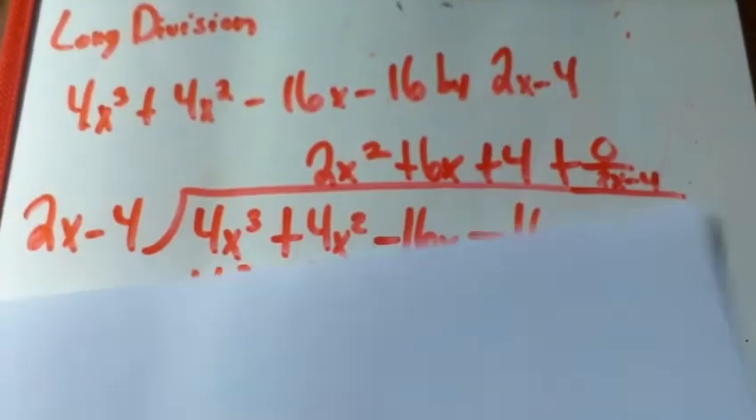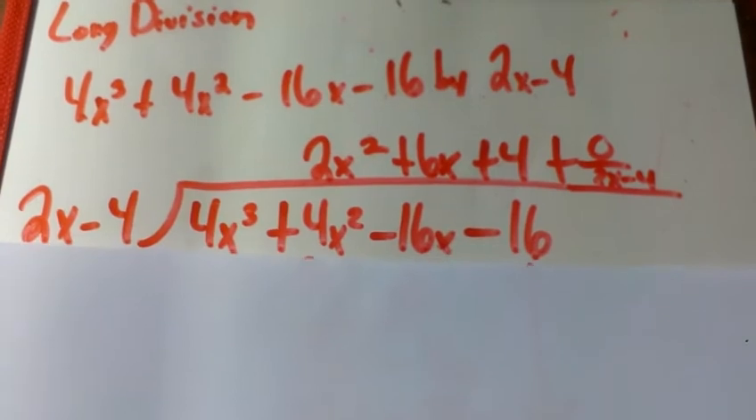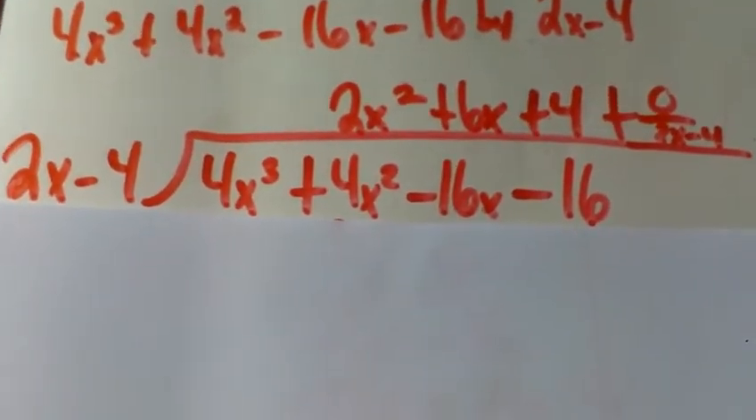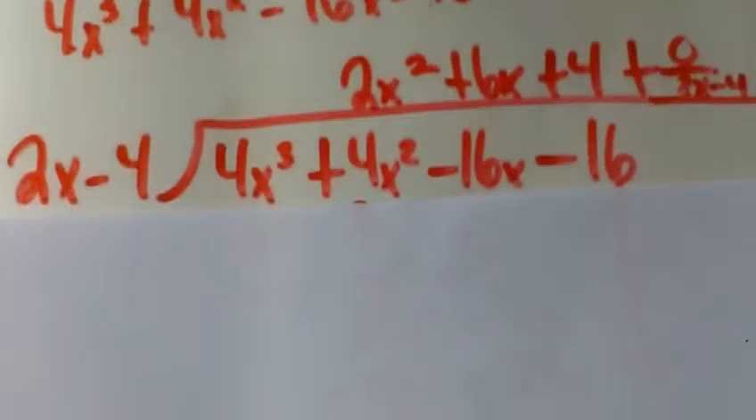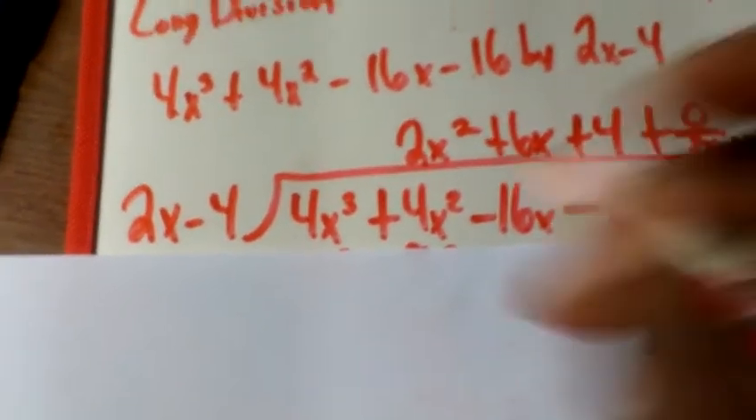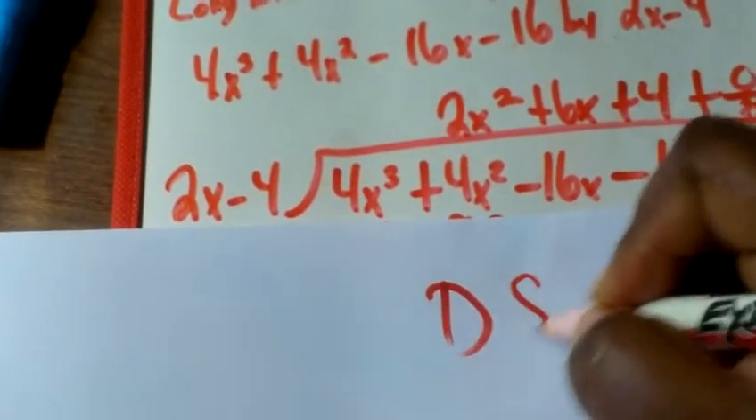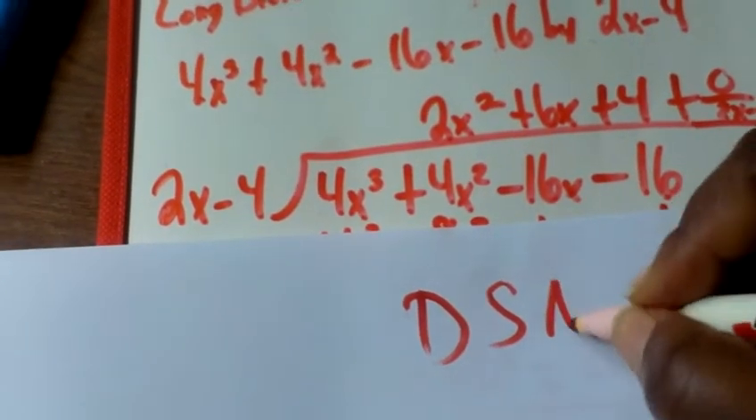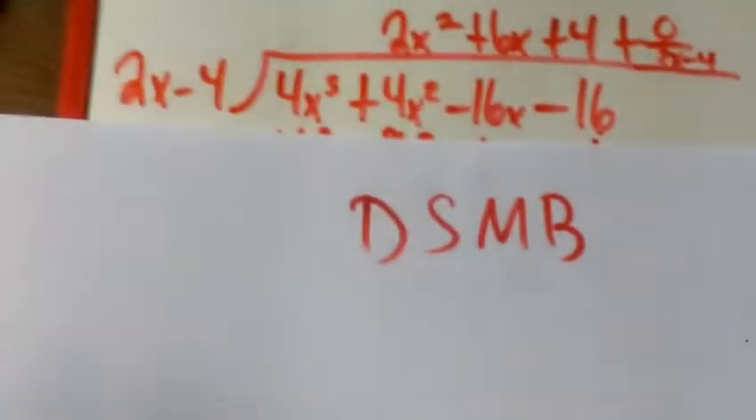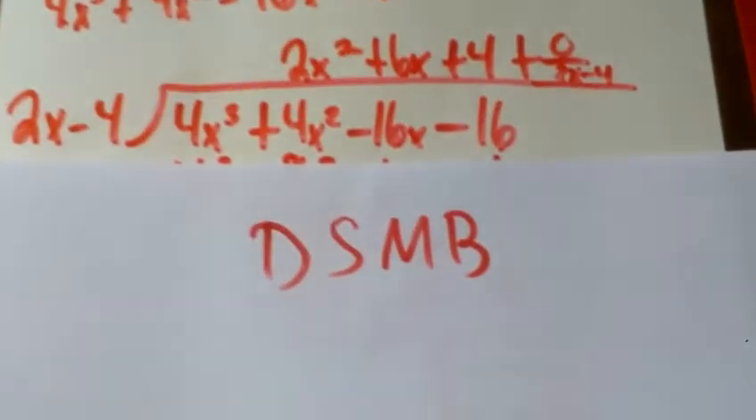Let's take it step by step. So first of all, you want to take that 4x to the third. The steps for long division are divide, multiply, subtract, and bring down.